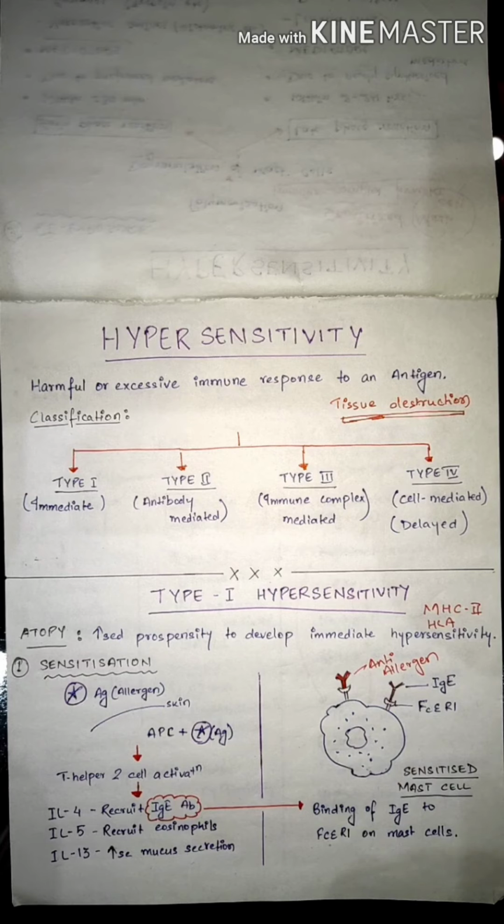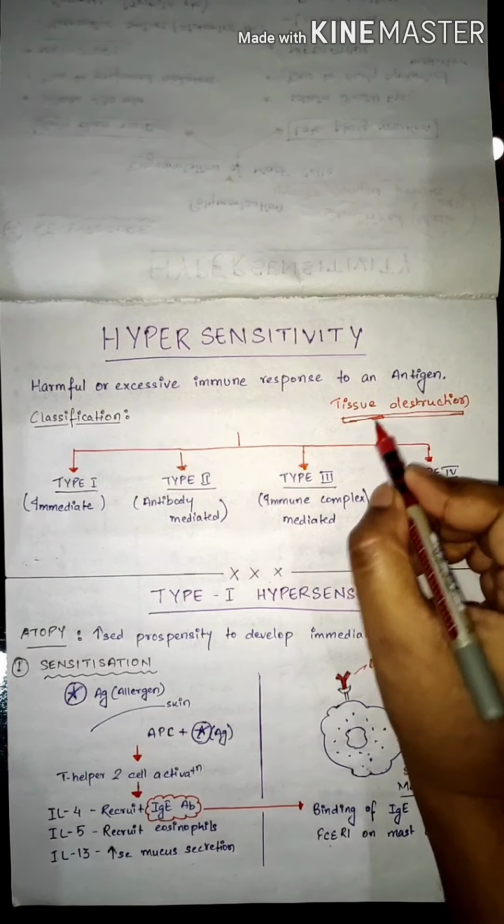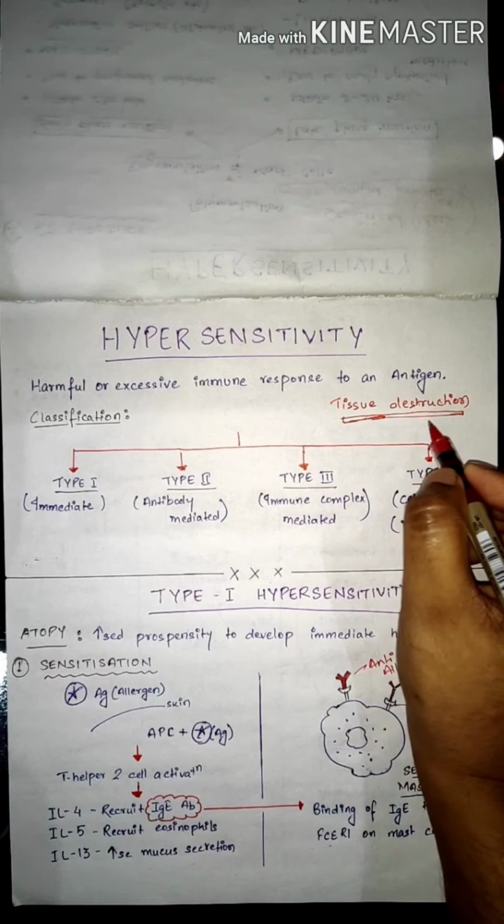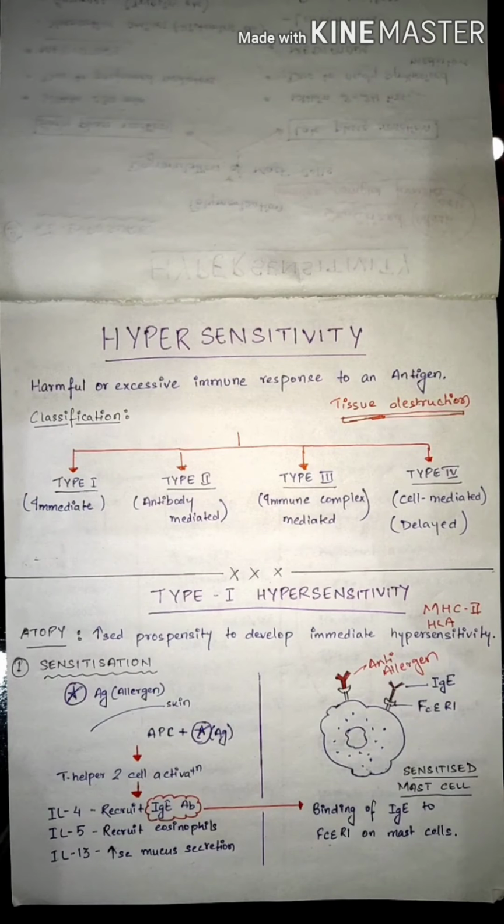So, how will we decide which immune response is hypersensitivity? Tissue destruction. There must be tissue destruction. So, once again, what is hypersensitivity? Any immune response, whether normal or exaggerated, if it causes tissue destruction, it is known as hypersensitivity.